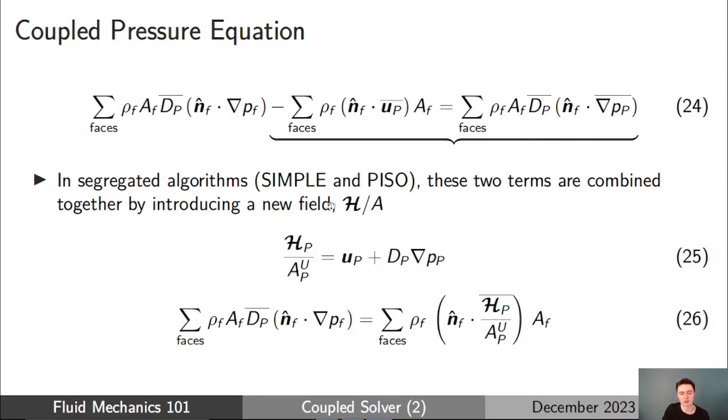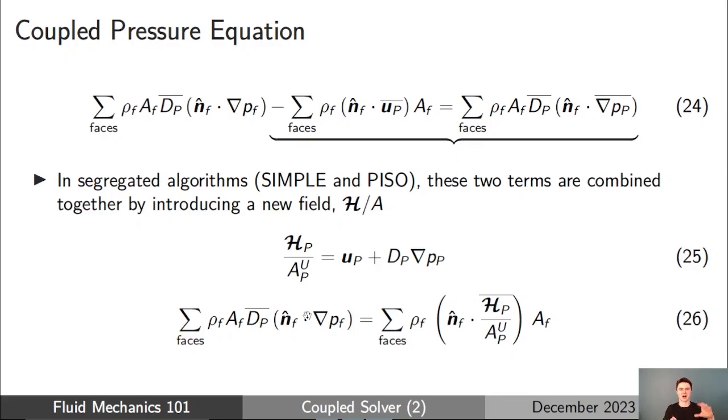And the way those terms are combined together is by introducing a new field, which some of you may recognize as H by A, particularly if you're an OpenFOAM coder. H by A is defined as the summation of UP and then plus this dP multiplied by the pressure gradient nabla PP there. And if you make that summation into our coupled pressure equation, these two terms of course combine into a single source term on the right hand side, which depends on H by A. And the left hand side, so the unknown variable, is still the same.